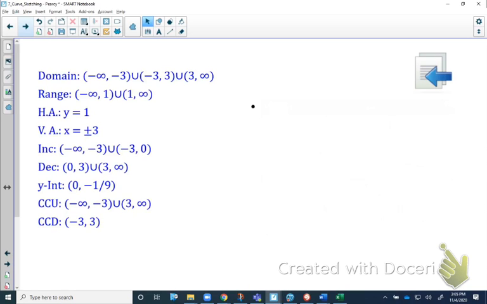So the domain is going to include every number except for positive and negative 3. The range is going to include every number except where we have that horizontal asymptote at y equal to 1. The y-intercept, in this case, horizontal asymptote, can't read what I'm writing.